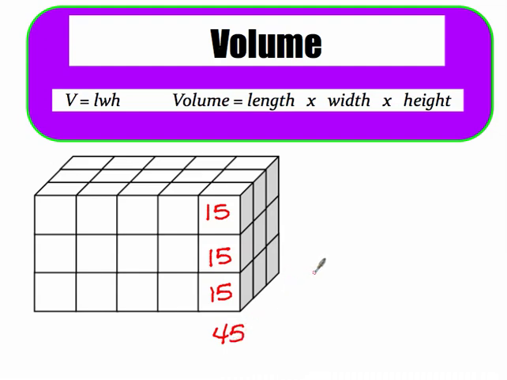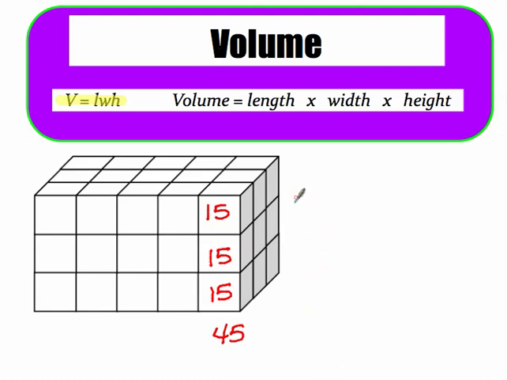If we did this by multiplying, we would use the formula. And the formula is right here. Volume equals LWH. Remember in algebra, LWH means L times W times H. The formula for volume is volume equals length times width times height. So let's see if we can figure out 45 by using the formula instead of counting.